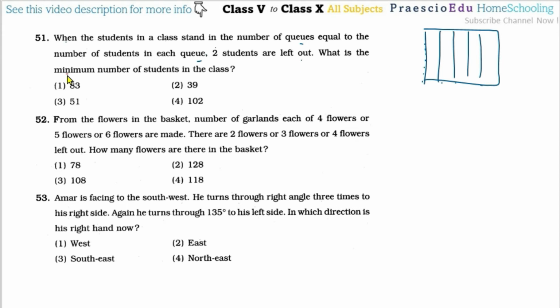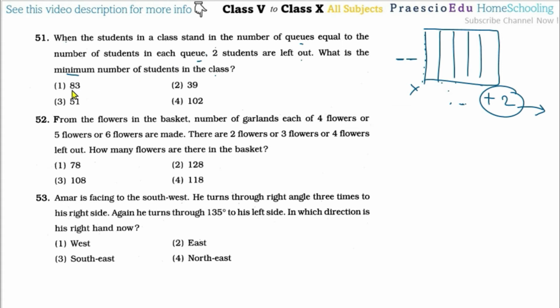So what is the minimum number of students in this class? We can say something multiplied by the same something. Suppose this is some number, and here also the same number. After this we have to add the 2, because those 2 are left out. After these 2 are left out, the square formation is there.